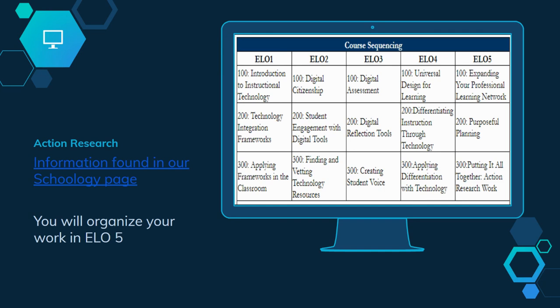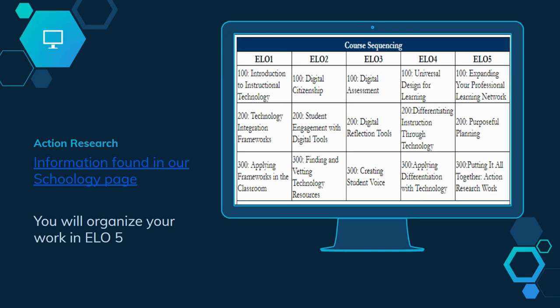Just a quick overview of the classes. When you registered for this in Performance Matters, you registered for all 15 classes. The calendars are available on Performance Matters as well as our Schoology page. Our ELOs actually go in order. So we will start with ELO 1, subsequently 2, 3, 4, and 5. So your first 3 classes will be ELO 1.